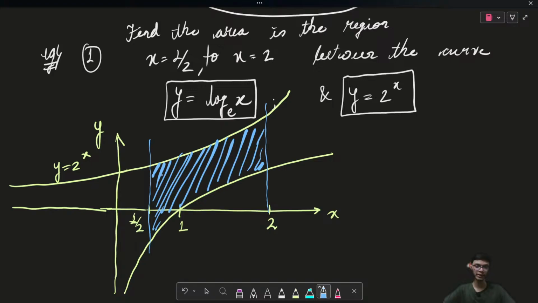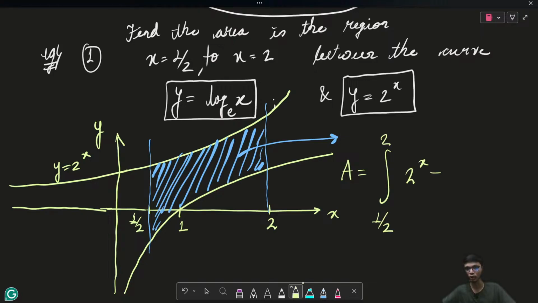So again, now I can look into this particular problem and see that y is equal to 2 to the power x is higher than natural log of x, right? So in order to find this particular area, I'm going to integrate from x equals half to x equals 2, and it will be 2 to the power x minus natural log of x, and then I will have dx, right? So this is going to be my required area, right?